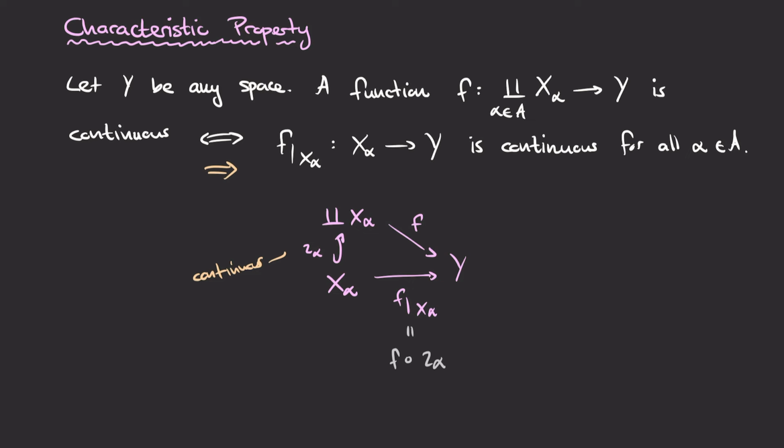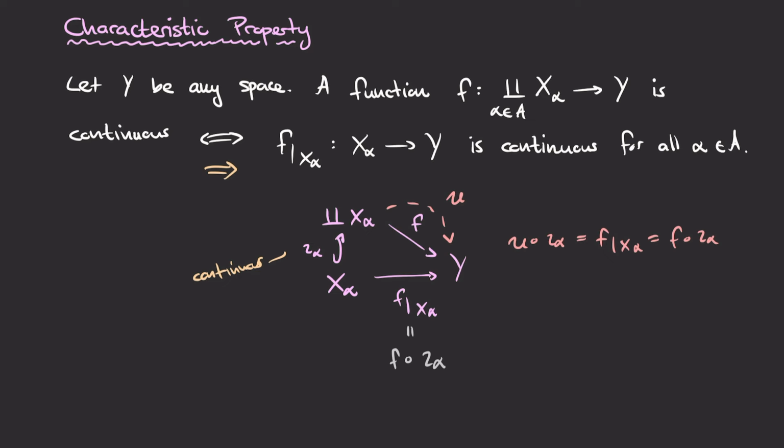Conversely, suppose that each of these restrictions here is a continuous map. Well, then we have maps going from X alpha to Y, so these restricted maps for each alpha, and this means that there is going to exist a unique continuous map u going from the disjoint union to Y that makes these triangles commute. In other words, u after iota alpha is equal to f restricted to X alpha, and this is nothing but f after iota alpha.